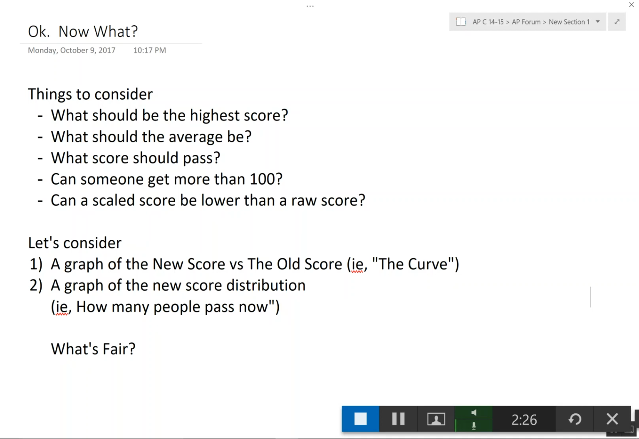What we're going to look at is 2 dimensions. One, what does a graph of the new score versus the old score look like, i.e. what's the curve? And 2, what's the graph of the new distribution look like now, i.e. how many people pass and how many get A, B, C, etc. The underlying thing we look at, I hope, is does it seem fair?